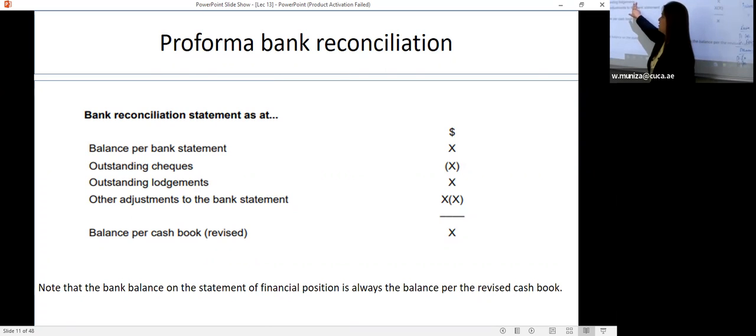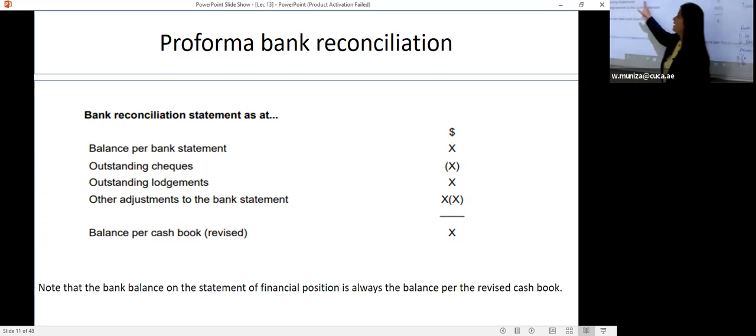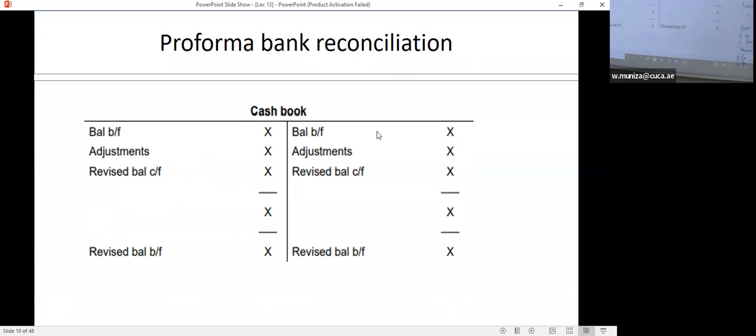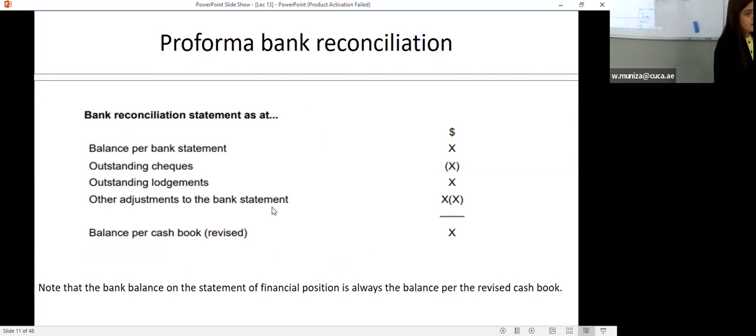Outstanding lodgements. What are outstanding lodgements? Uncleared checks, uncredited checks. Uncredited checks are going to be credited, and if there are any kind of errors made in the bank statement, you are going to adjust those. After making those adjustments, you are going to get the revised balance as per bank statement. Now, this balance and the balance as per your revised cash book must be the same. After reconciling the differences, both of these have to be the same.